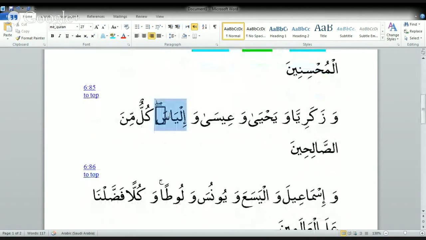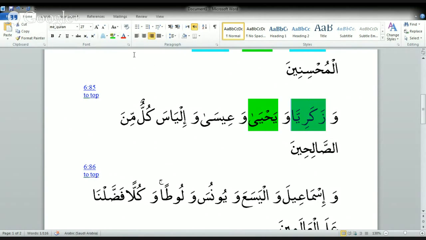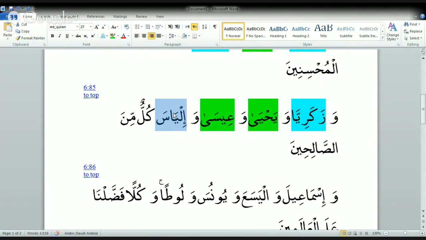All right. وزكريا ويحيى وعيسى وإلياس. Zakaria is partly flexible. Yahya and Isa are non-flexible. Actually, I missed this one. Partly flexible. How about Ilyas? Partly flexible. Okay.